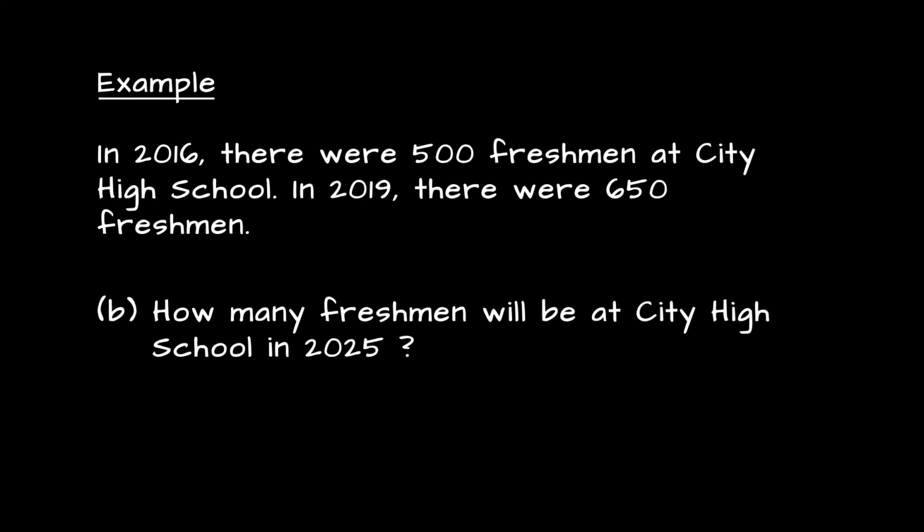Now, here's part B of the same problem. How many freshmen will be at City High School in the year 2025? What we'd like to do next is construct a linear model that will do some work for us and give us information about freshman enrollment at a year that differs from any of the years specified in the problem statement.